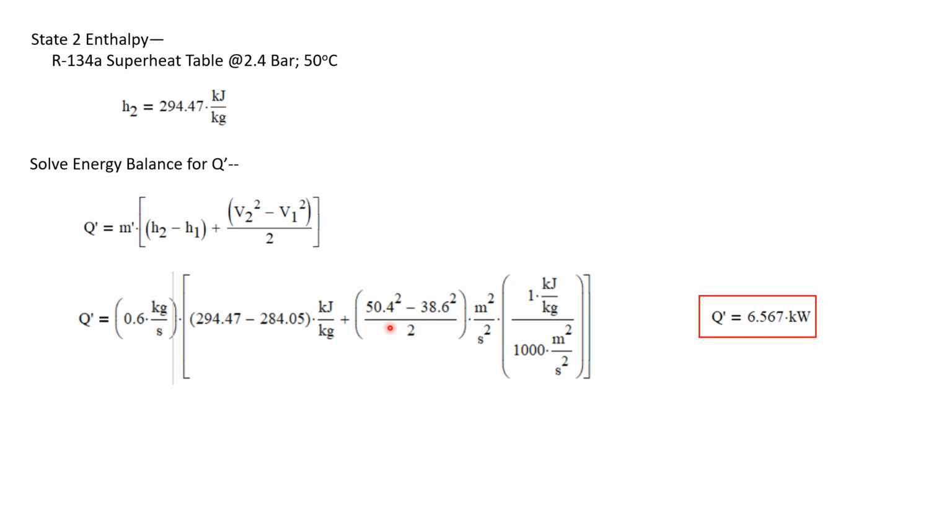And when we square the velocity, we end up with meters squared per second squared. But we want units of kilojoules per kilogram. And if you go through all the gyrations, you can find that 1 kilojoule per kilogram is equivalent to 1,000 meters squared per second squared. It takes a little bit of doing to do that, so I just keep this handy conversion factor in my conversion chart. And then I find that the heat transfer rate is 6.567 kilowatts.